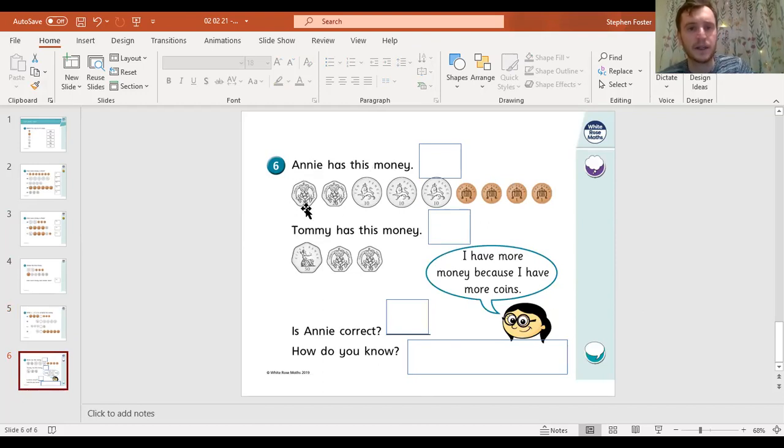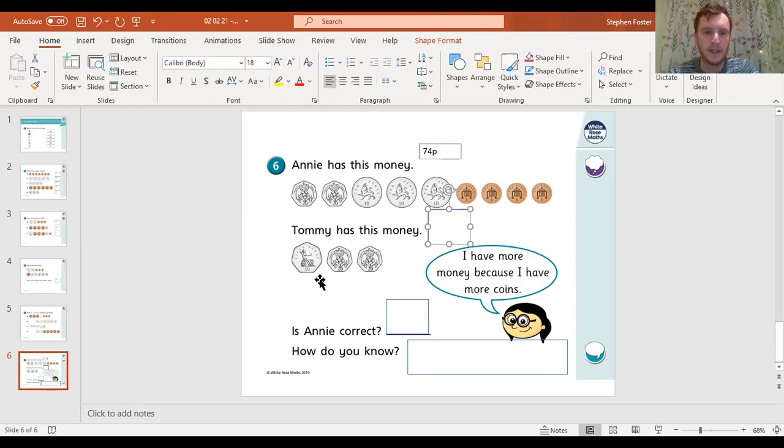Annie has this money. I'm thinking she has 20, 40, 50, 60, 70, 71, 72, 73, 74. I've got a box there, so I can write 74p. Tommy has this money. 50 plus 20, that makes 70, plus 20 more, that makes 90. Again, so I write 90p or 90 pence here. Annie says, I have more money because I have more coins. Is she correct? Well, we can look at the answer now.